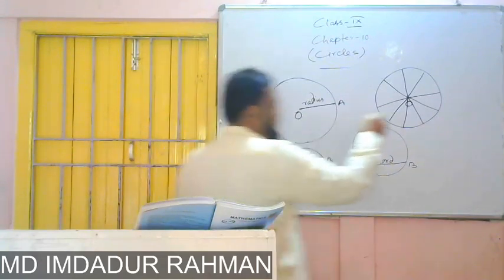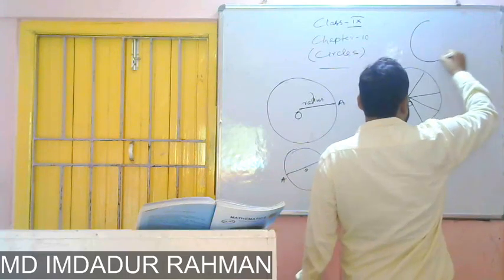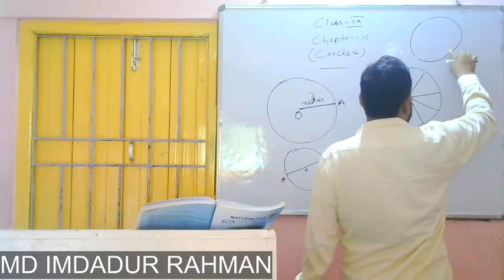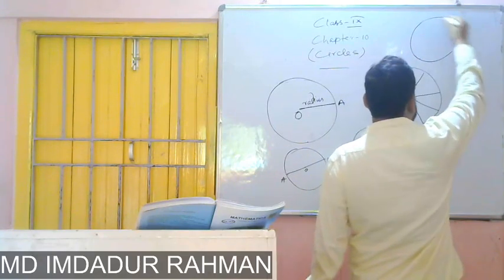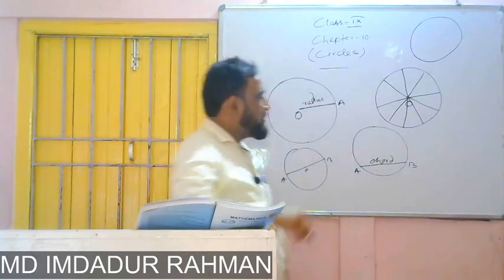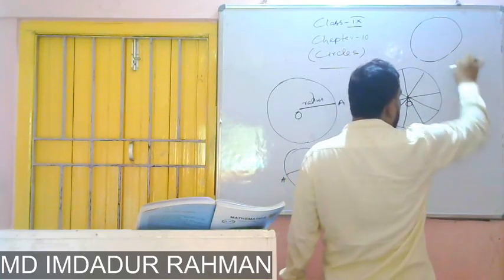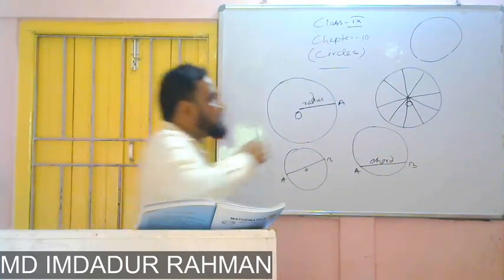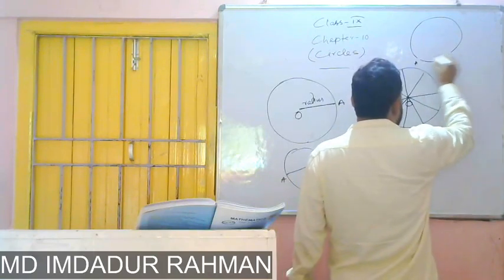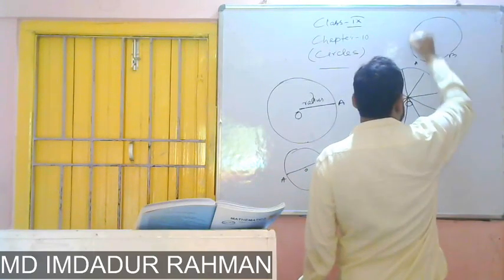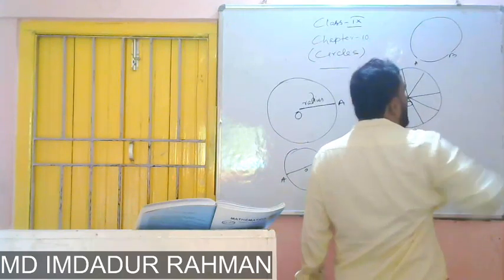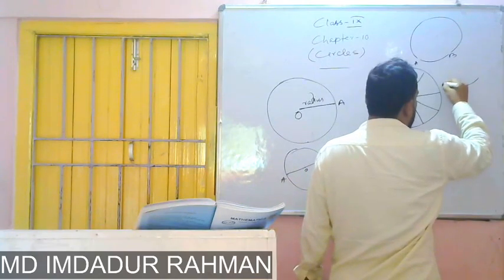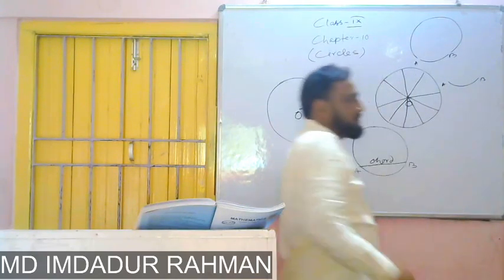Now arc. You see, this is a circle, and this line is called perimeter or circumference of the circle. Okay, and a portion of the circumference of the circle is called arc of the circle. The total outer boundary is called the circumference of the circle, and a portion of the circumference is called arc of the circle. Here AB is the arc. Okay.